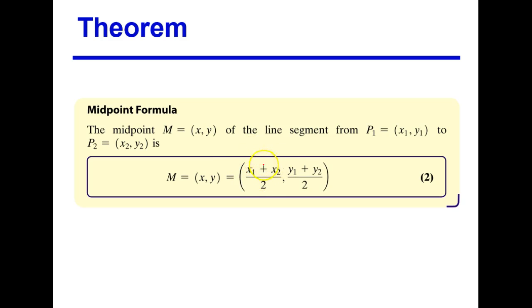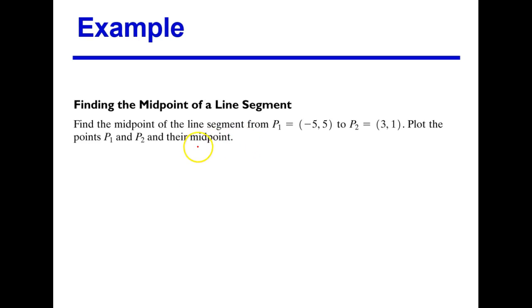So I take x1 plus x2 and divide it by 2. And then I have y1 plus y2 divided by 2. And that's how we can find the midpoint of any segment. One thing you can always keep in mind too is sometimes you'll be given the midpoint and be asked to find one of the endpoints. We can use this same information to get that as well.